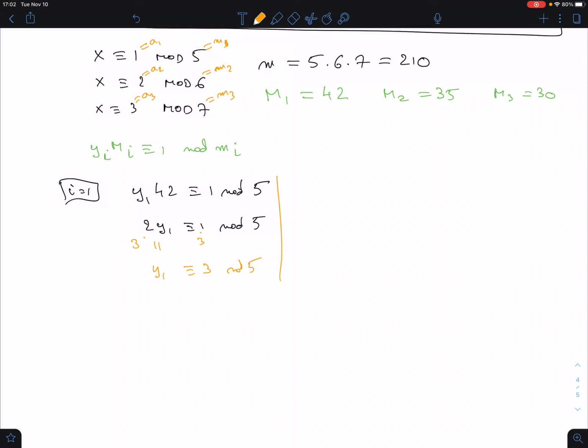Okay, so what about i equals 2? Now we have to solve for y2, M2 is 35, and you have to do this mod 6. Now 35 mod 6 is 5. Sorry, this has to be equivalent to 1. Sorry, I forgot to write the equivalent to 1 here.